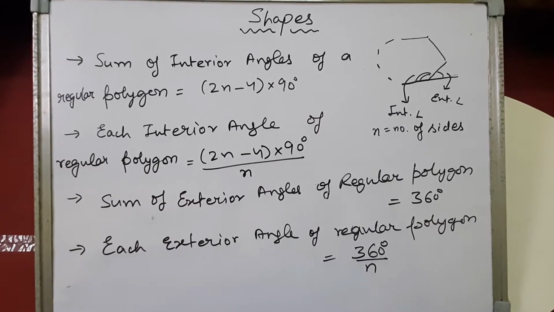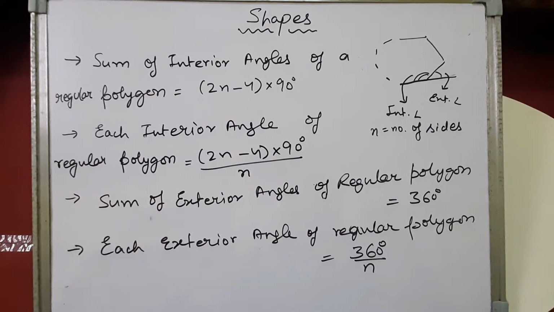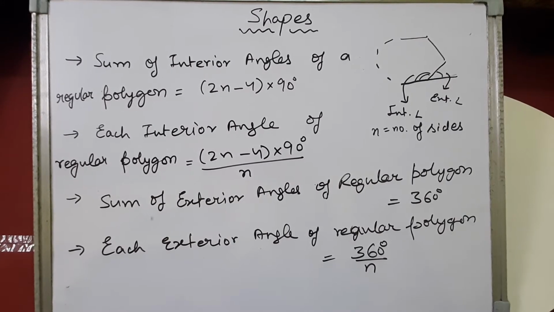Children, today we are going to discuss the formulas for finding the interior angle and the exterior angle of a regular polygon. We have discussed that a polygon which has all the sides equal to each other is called a regular polygon. Regular pentagon means all the five sides of the pentagon are equal. Regular hexagon means all the six sides of a hexagon are equal. Hexagon means six-sided closed figure, and regular hexagon means all the six sides are equal.